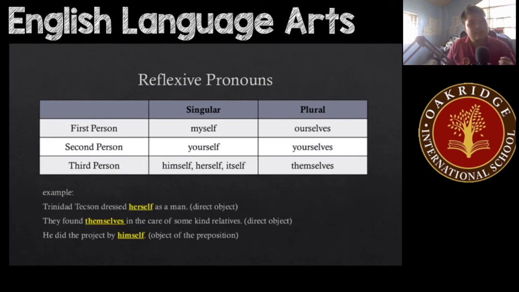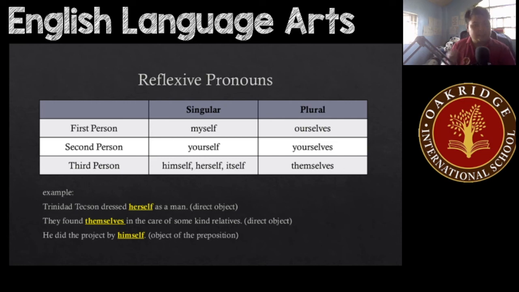But for the reflexive pronouns, when you remove them, the sentence would not make sense, or it would not be complete anymore. Although in the first example, we have a very unique verb there, dressed. Dressed here could either be a transitive or intransitive verb. So if we remove herself there, it still would stand because of the verb: Trinidad dressed as a man.